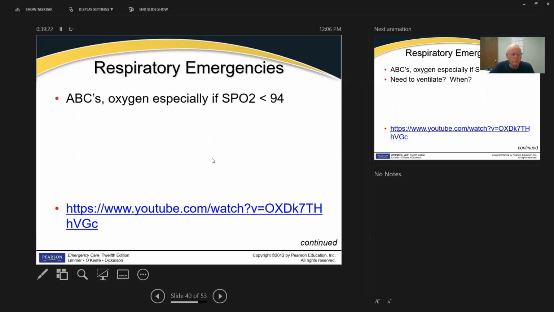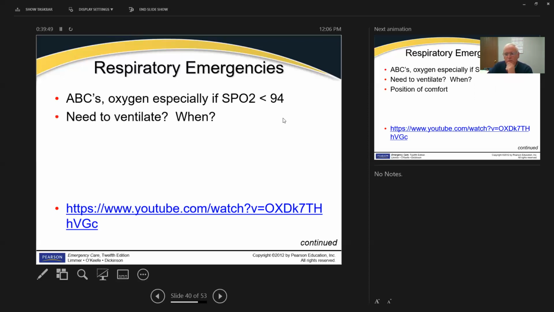So, what's going on here? Okay, so treatment, obviously take care of the ABCs, obviously give them oxygen. If their pulse oximeter reading is less than 94, we definitely give them oxygen. And I don't know if you guys have had a chance to practice with it, but that's the thing we put on a finger. It measures the percentage of oxygen saturation in the hemoglobin in the blood.